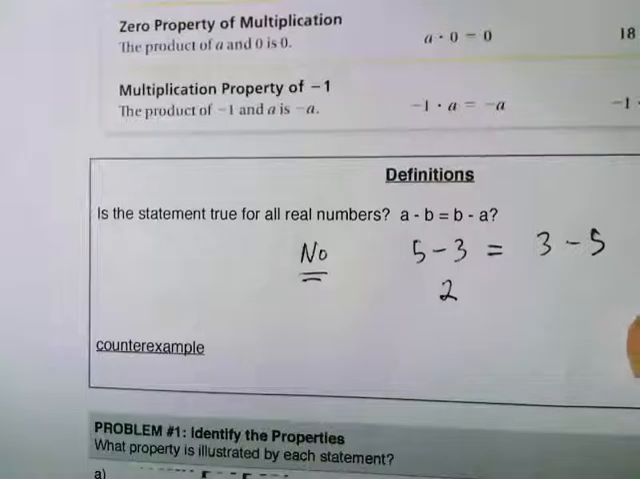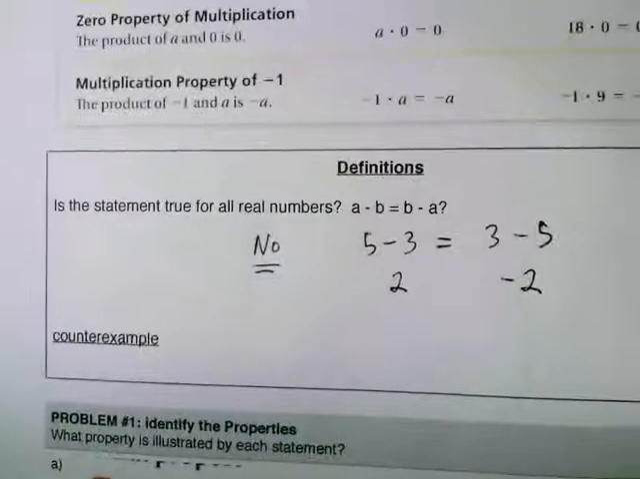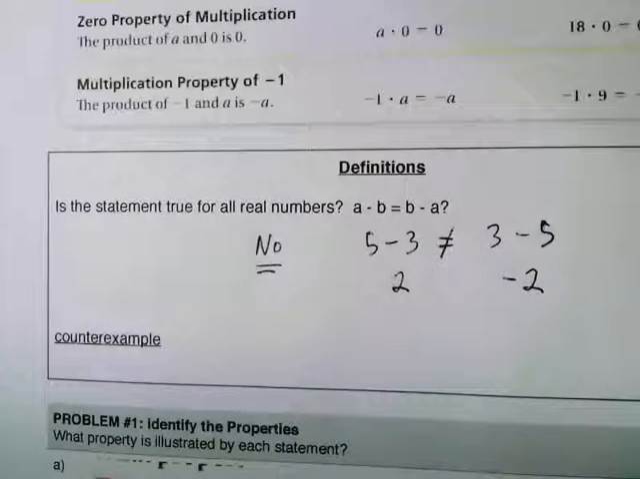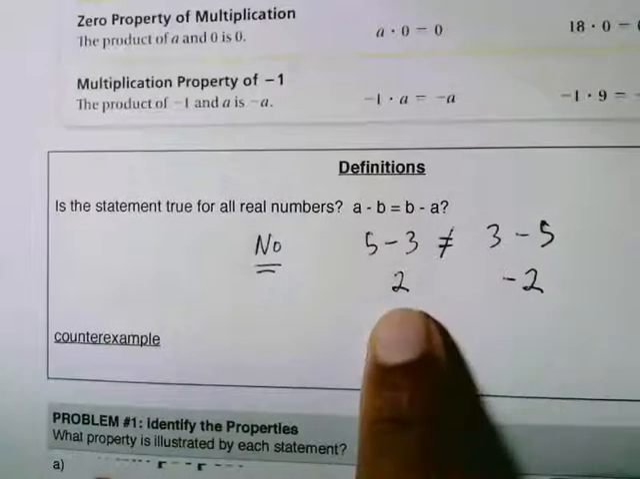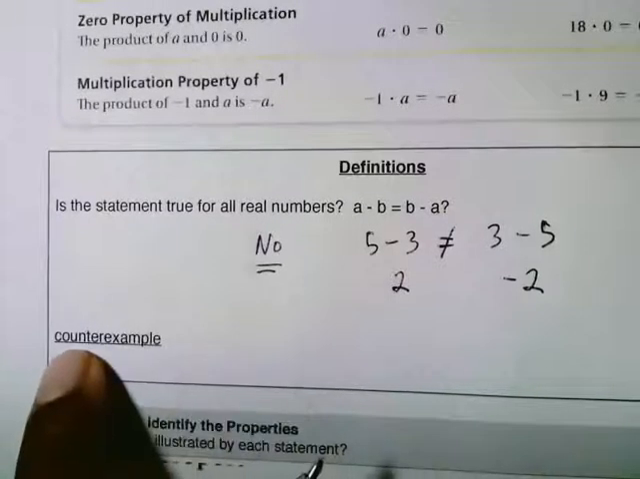And if I switch it, that's not the same. 3 minus 5 is negative 2. So I can say that these two are not equal, right? Because one is positive and one is negative. So what I just did is I came up with a counter example.